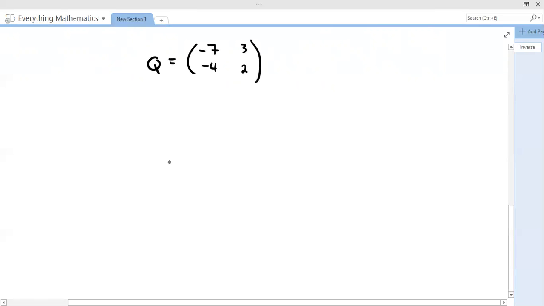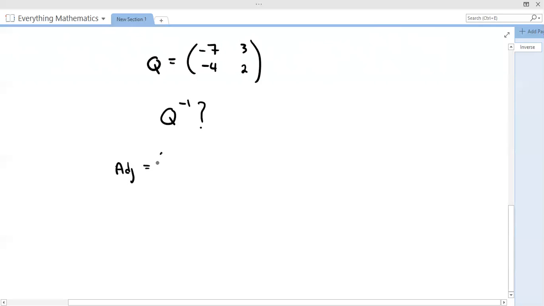This is matrix Q, and we are asked to find Q inverse. In other words, they want us to find the inverse of matrix Q. So what do I need for that? To find that inverse, first of all, I need the determinant and I need the adjoint. So let's get the adjoint first. It doesn't matter which one you do first.